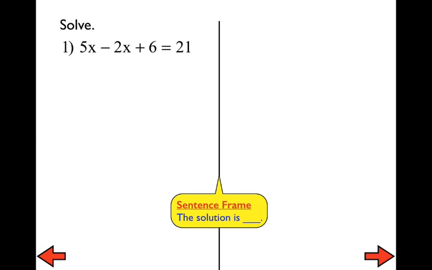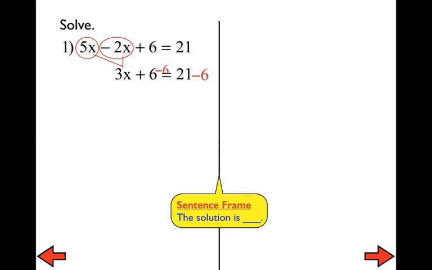All right, let's take a look at number 1. In number 1, if you can combine like terms, you should. And we can, because we have a positive 5x and a negative 2x. That makes 3x, positive 3x. So the original equation simplifies to 3x plus 6 equals 21. We now have a regular two-step equation.